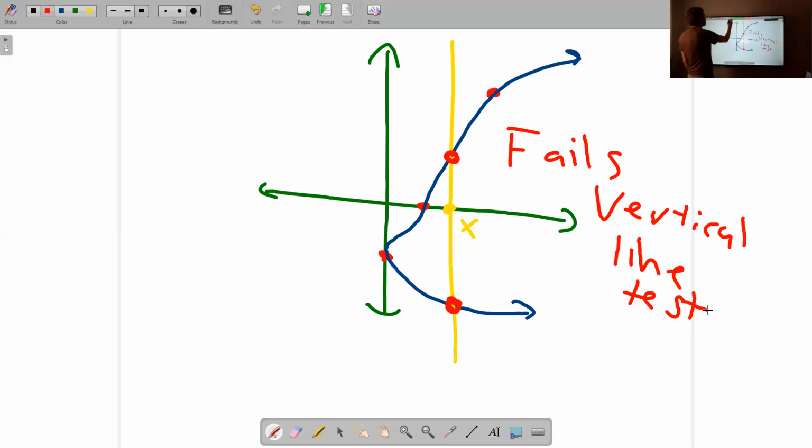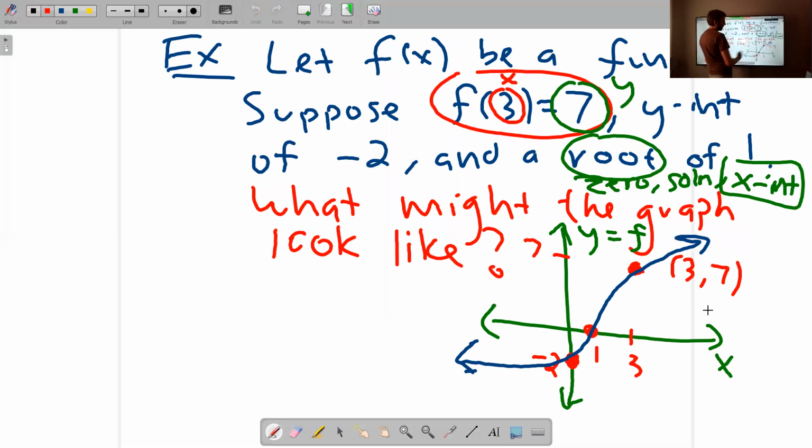So this one passes the vertical line test though, so we're good.